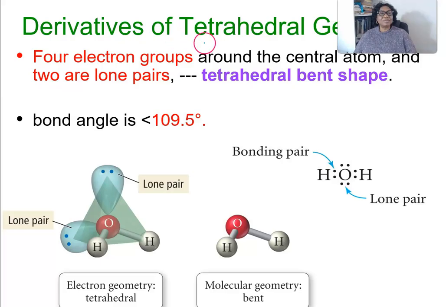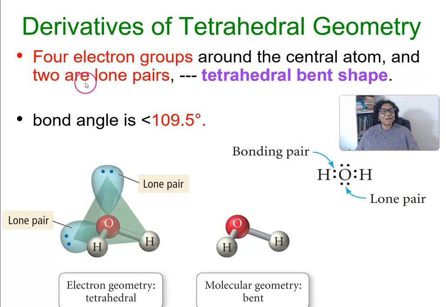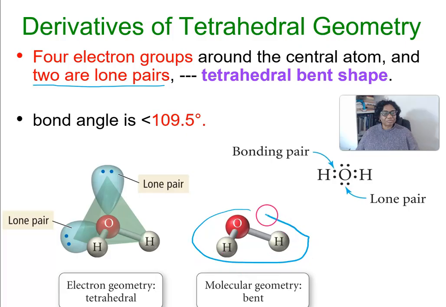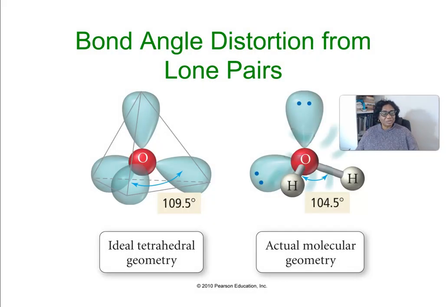We are still on tetrahedral geometry. But this time, we have 2 lone pairs around the central atom. The bond angle is less than 109.5. And what is the shape of the molecule? It's tetrahedral bent shape. Example is H2O. You have that for H2S also. So bond angle reduces to 104.5.